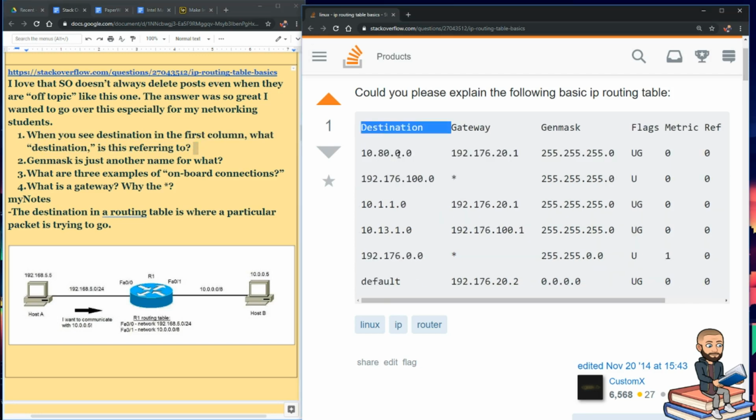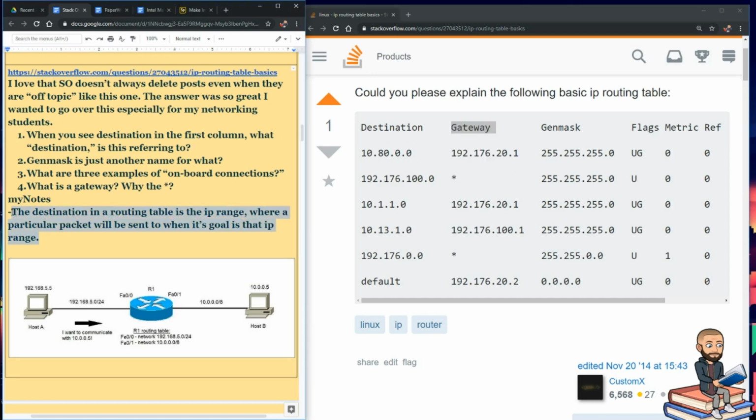I see 10.80.0.0. A better way to read this would be with the subnet mask in mind. So it's not saying this is a destination IP, it's a destination network ID. We know from subnetting that 255.255.255.0 means that the network ID right here is 10.80.0. So for that network, anytime a packet comes in and its ultimate destination is in this network, we know to send it out towards this IP. This is the gateway. So I kind of put that in different words than I originally had it.